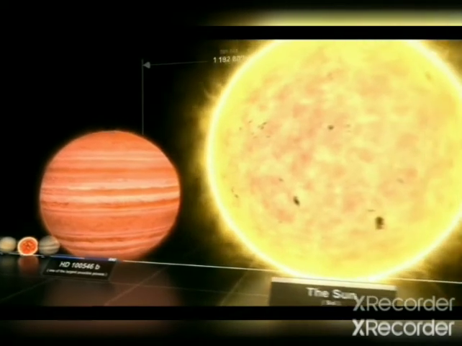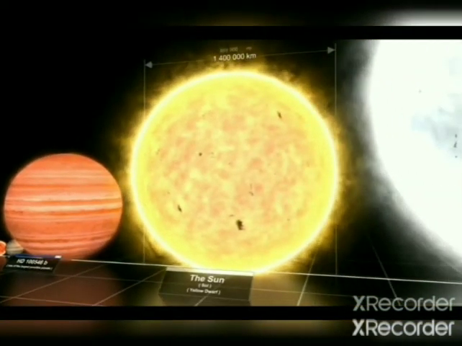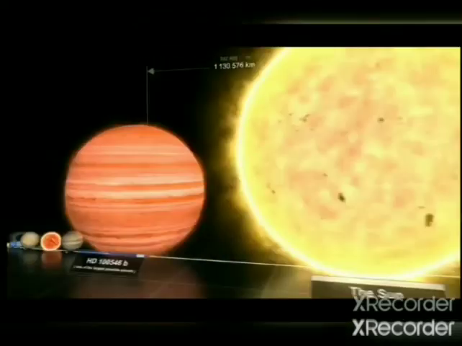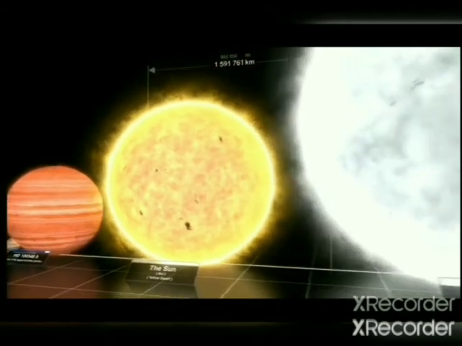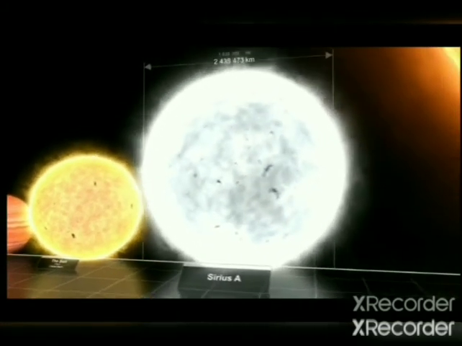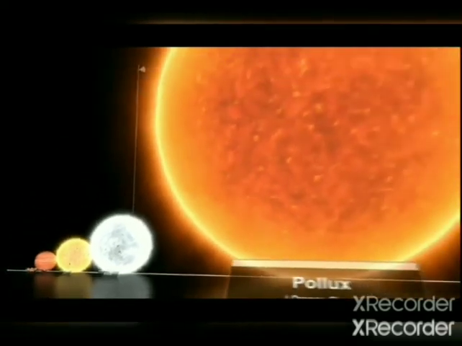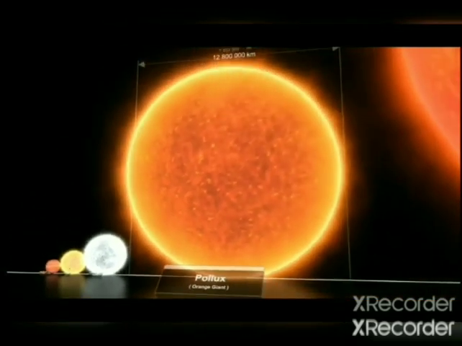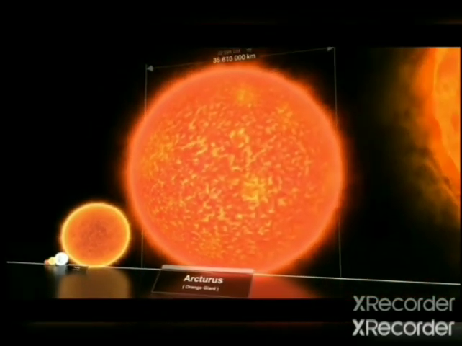And our sun is actually bigger than that particular planet, and the diameter of our sun is around 14 lakh km. Now we can see that the object bigger than our sun is the star Sirius. Then there are some more stars which are quite bigger than our sun, which are given here in this series.